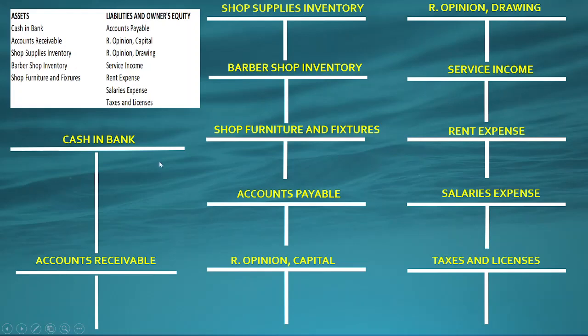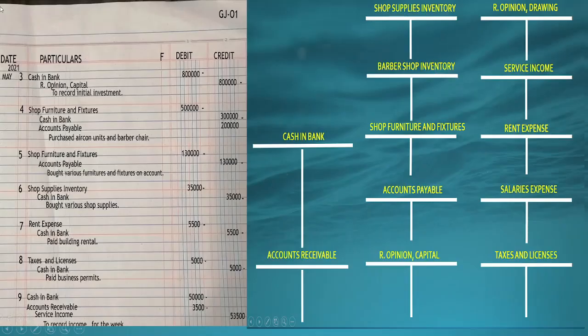Now we are ready for posting to the T accounts. How to do it? With reference to our prepared journal entries as recorded in our journal, all you have to do is take a look at our first journal entry dated May 3. You have there the first debit account title, cash in bank. So go to the T account cash in bank. Since it is a debit, you post it on the debit side, like this. You simply transfer it to the account cash in bank.